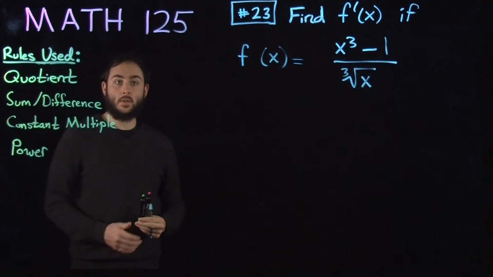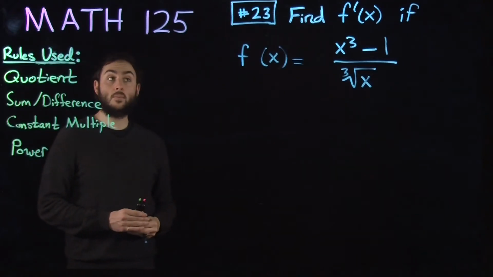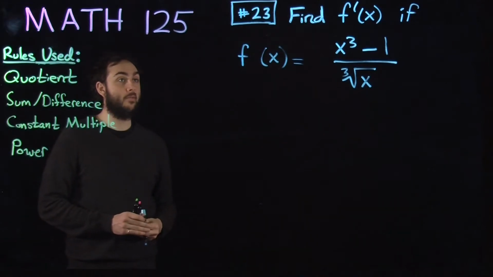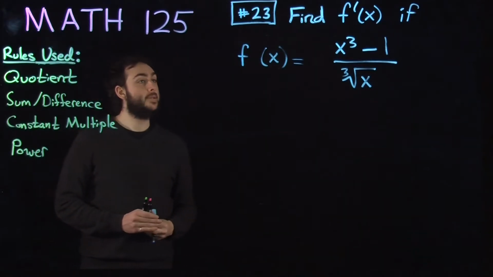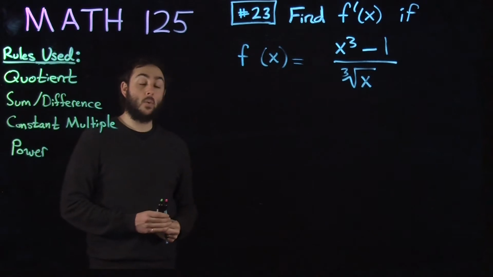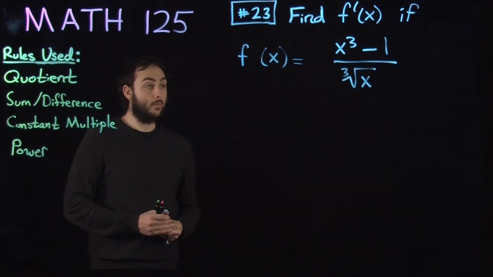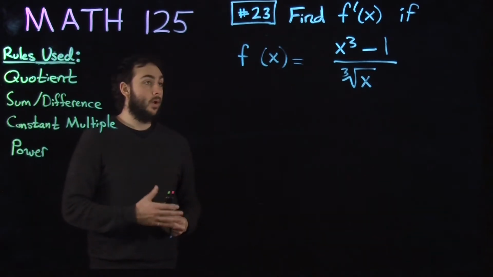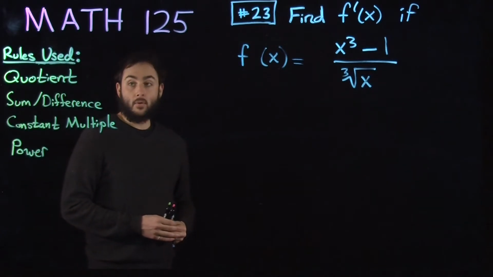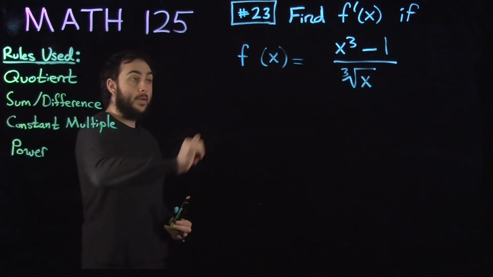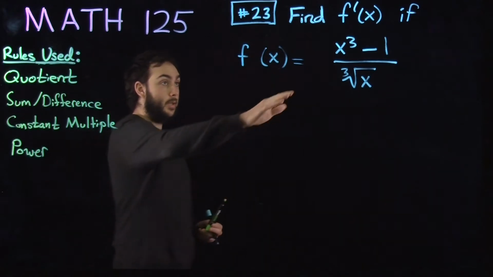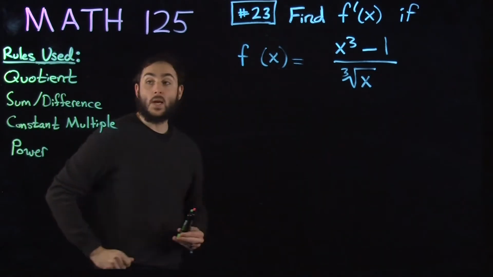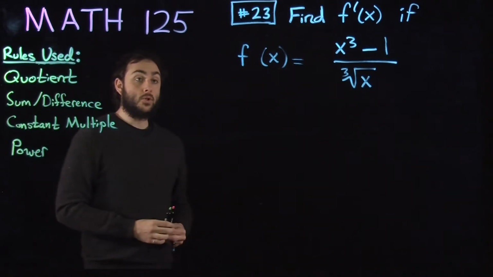Hello, we will continue solving the gateway problems. This is number 23. It's asking us to find f prime of x if f of x is given by x cubed minus 1 all over the cubed root of x. Now, on the highest level, this function f is a quotient of two functions, right? It's the numerator here divided by the denominator. So we'll be using the quotient rule.